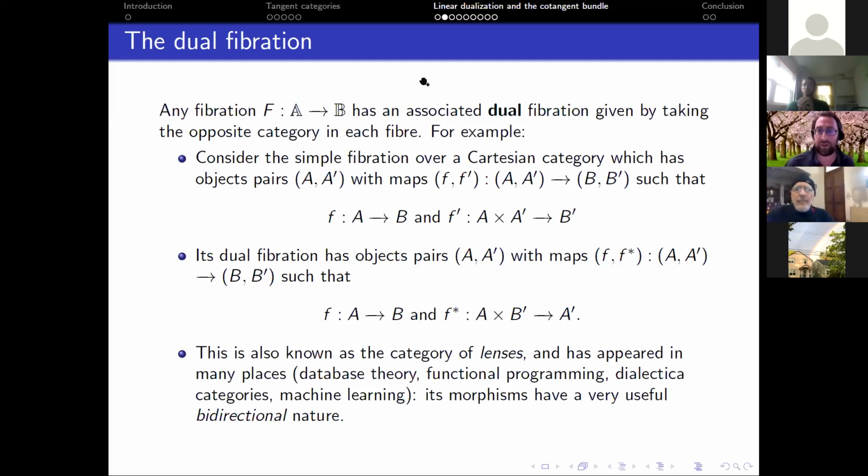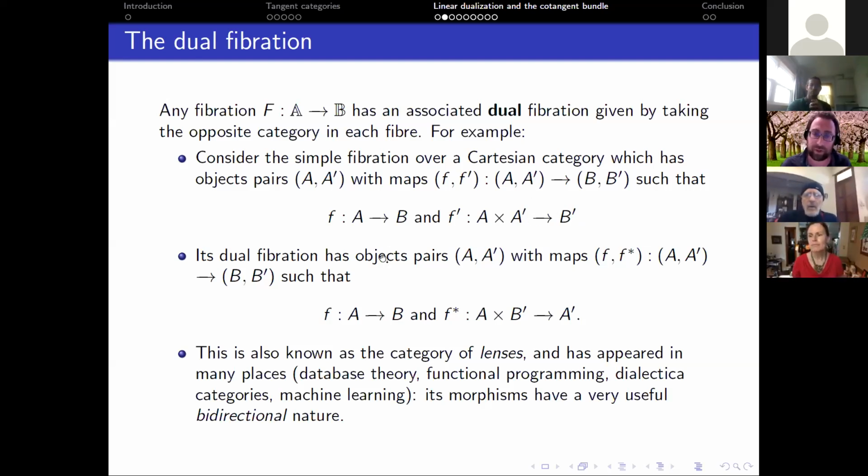What happens when you take this dual construction? Again, you're just taking the opposite in each fiber, so what happens is you flip the roles of A prime and B prime. The dual fibration has the same objects, and again maps will be pairs of maps, and the f goes as before from A to B. So we're not doing the opposite in the base category, but we take the dual in each fiber, which gives us that the f star has to go from A cross B prime to A prime. I think this is a fascinating category.